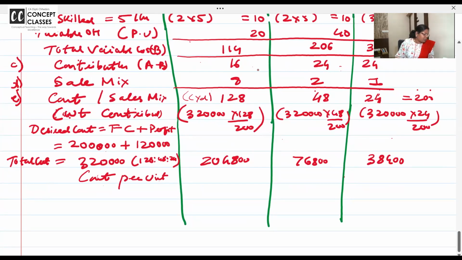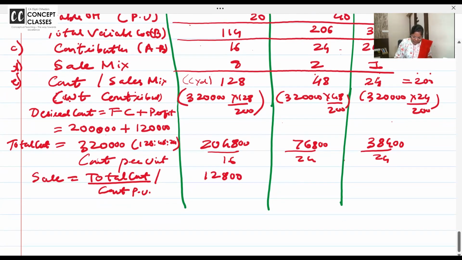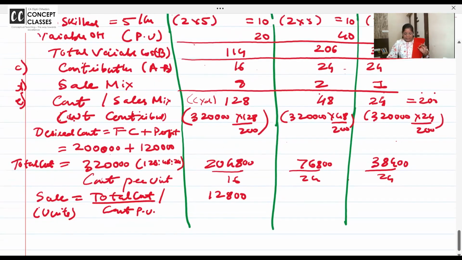ये तो total contribution है. What is the contribution per unit? It's there up 16, 24, 24. So sales is equal to total contribution by contribution per unit. Karo. 204800 contribution you want. Per unit is 1,600. 12,800 units you sell. Your sales budget is over.